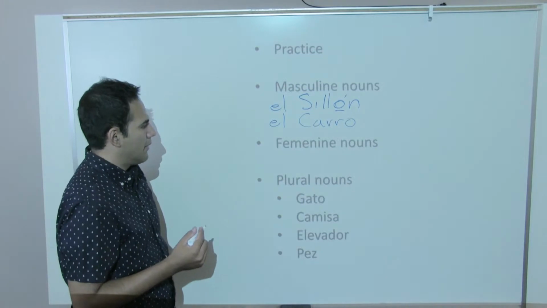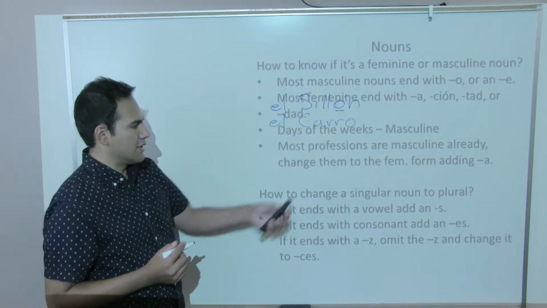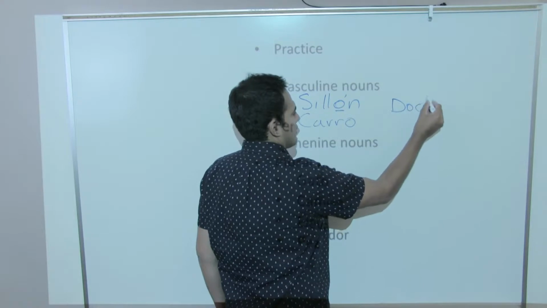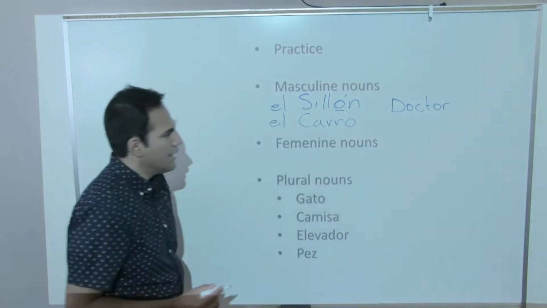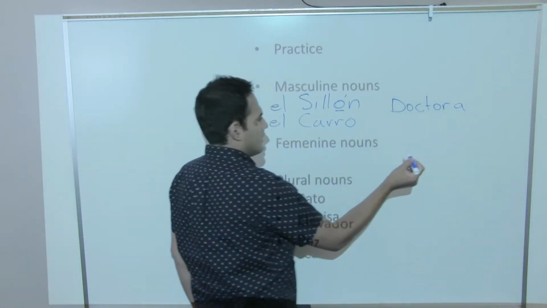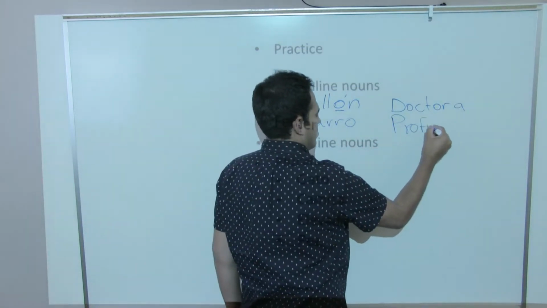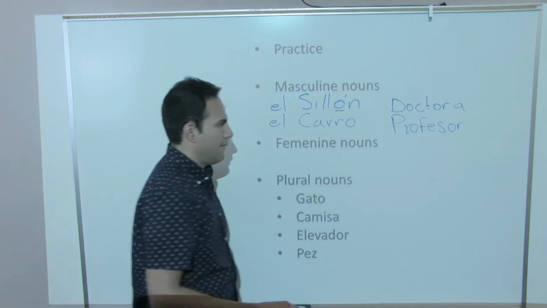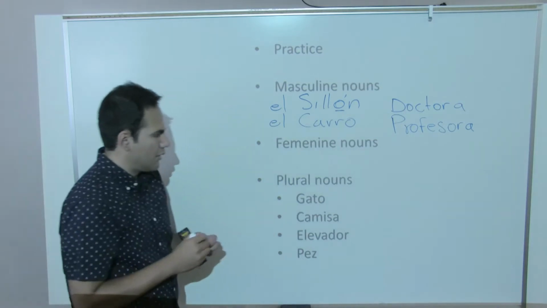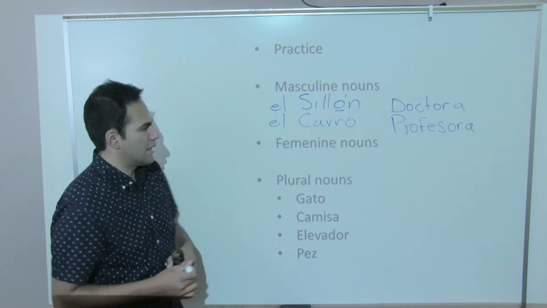Okay. What about, okay, so we were talking about the professions. So, for example, if we have the profession doctor, then we're just going to add the A at the end. Doctora to make it feminine, okay? The same with professor. So in order to make it feminine, we're just going to add an A at the end. So most of the professions are already in the masculine form. We just need to add an A to make it feminine.